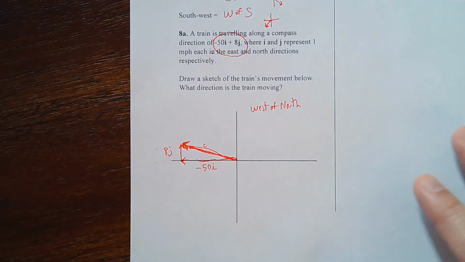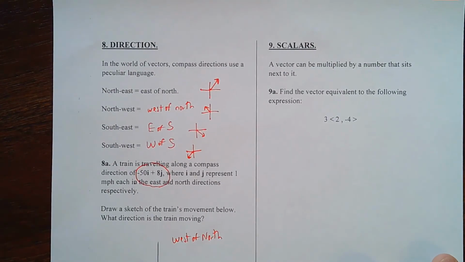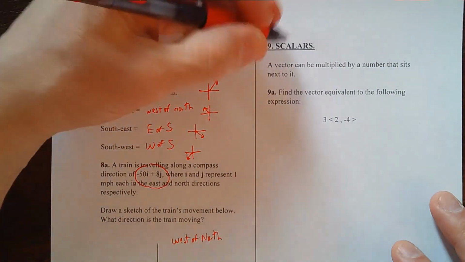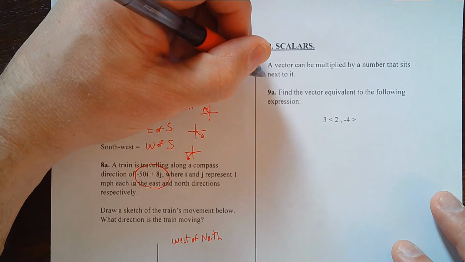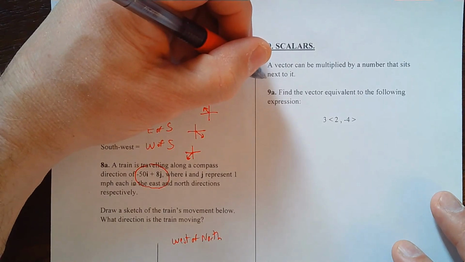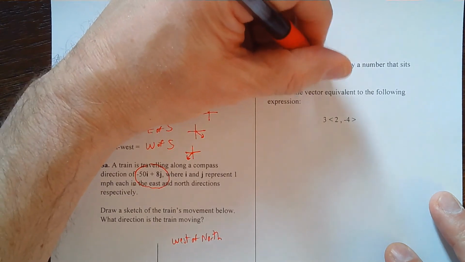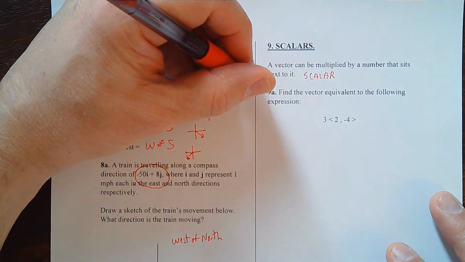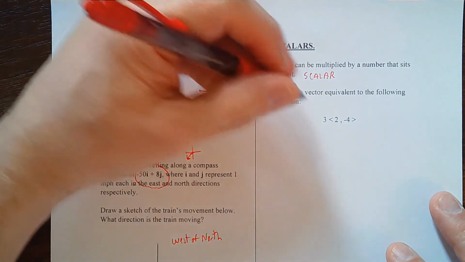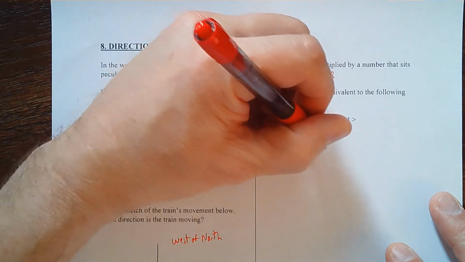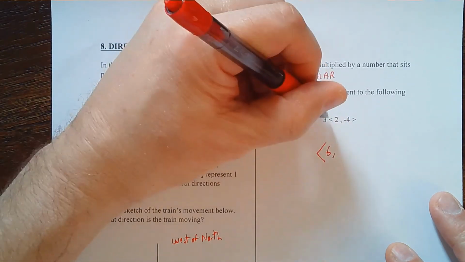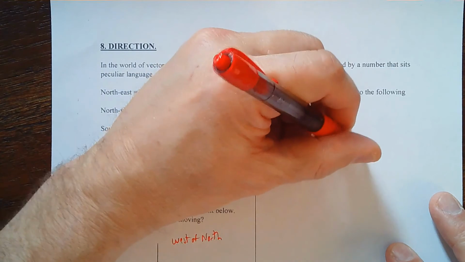Finally, we'll go to number 9, scalars. Really easy idea here. A vector can be multiplied by a number that sits next to it and outside of it, and that number is called a scalar. Number 9a, find the vector equivalent to the following expression. So we have 3 times this vector. Well, it's exactly what you expect it to be. The 3 just distributes, and we have so.